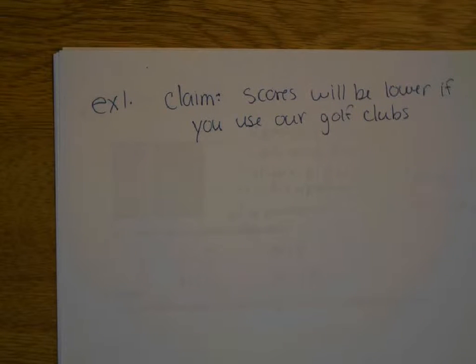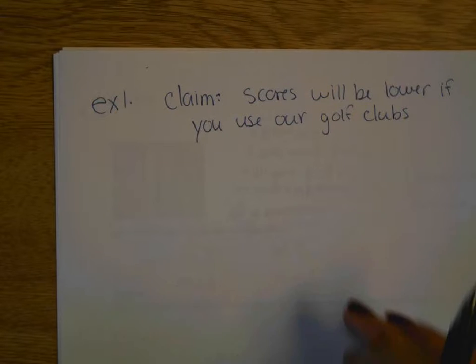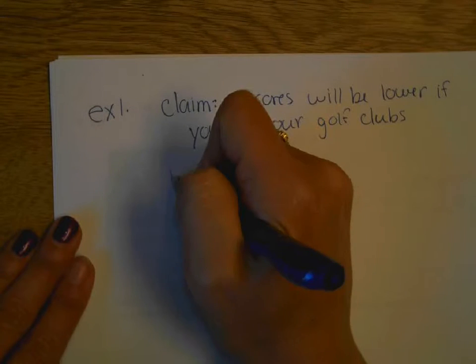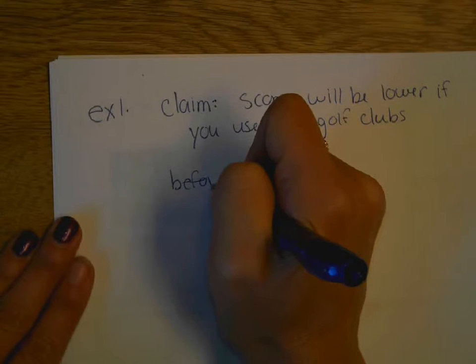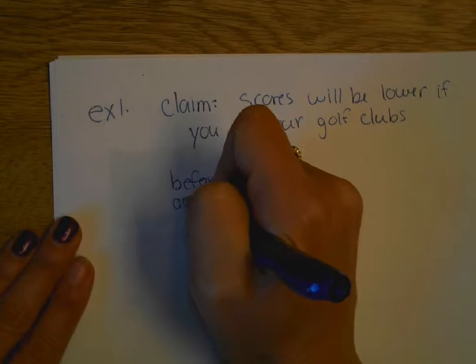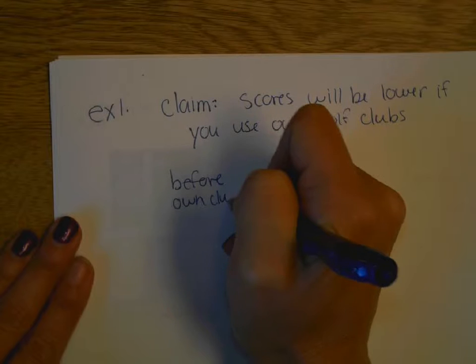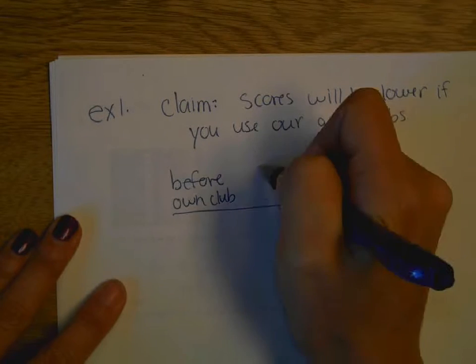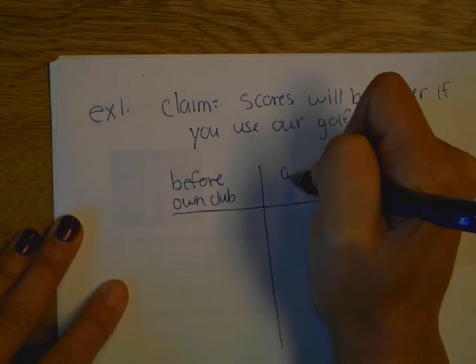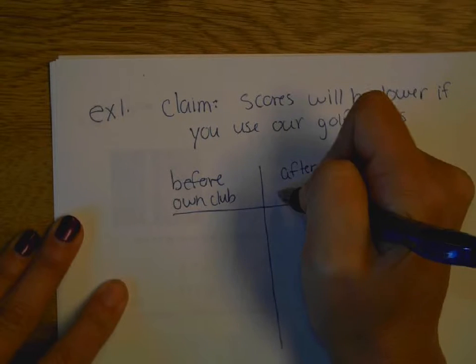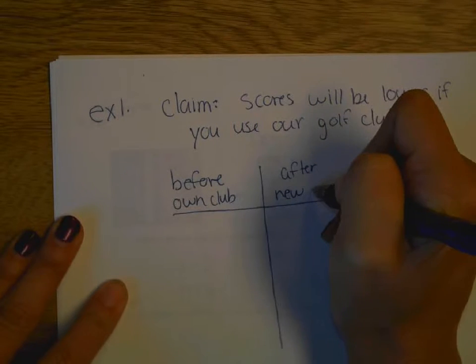Eight golfers are randomly selected, and each is asked to give his or her most recent score with their own golf clubs. Then they go out and use the new golf club and get their score again. So you've got the same 8 people before the new club and after the new club. So we'll go before, which is using their own clubs. And then we'll go with the after, is going to be using the new clubs.